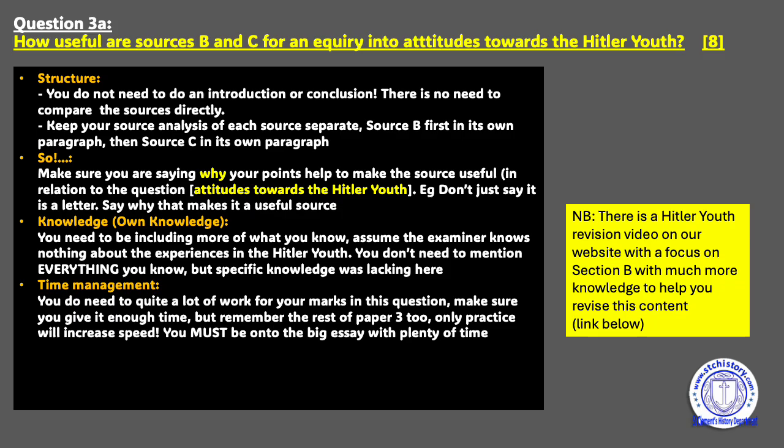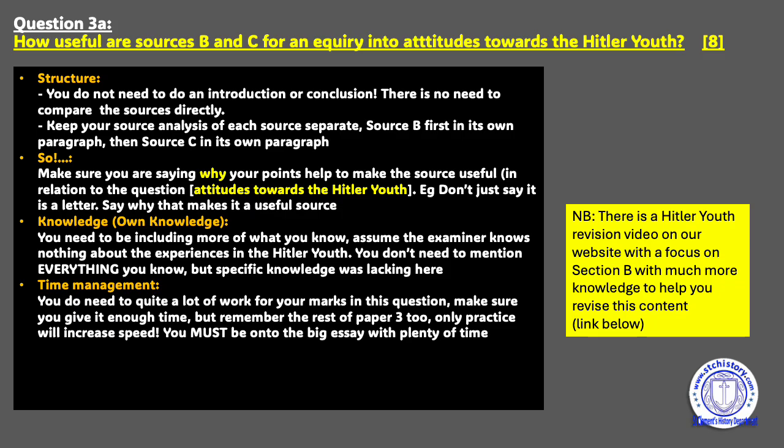Time management: be specific, be good on your time. Make sure you're noting when you start these questions now, and you should obviously be on to section B after about 25 minutes, half an hour maximum. You should be on to section B then. So you do need quite a lot of work for this question for just 8 marks.